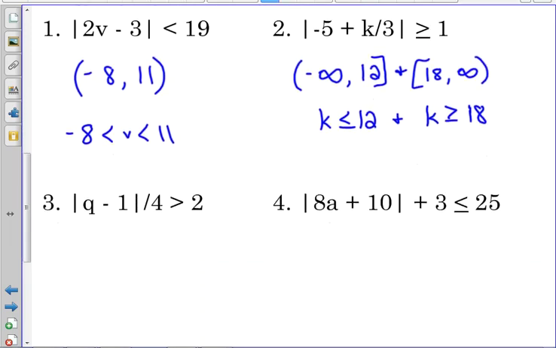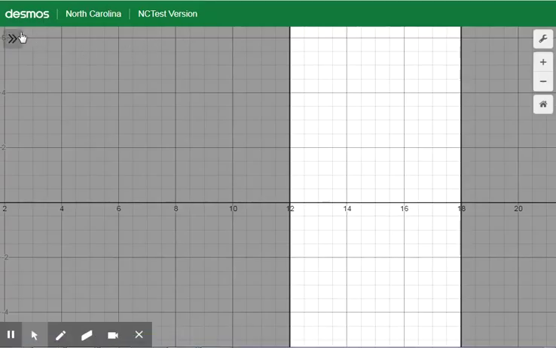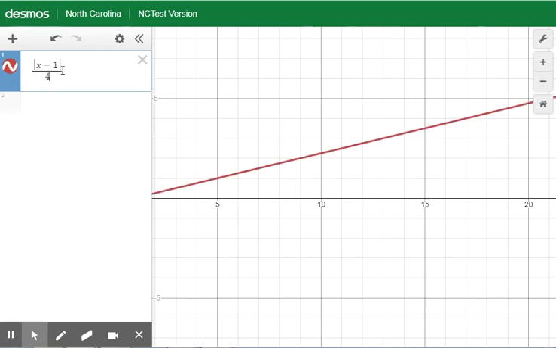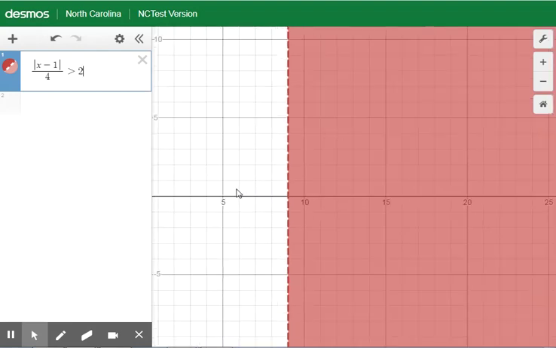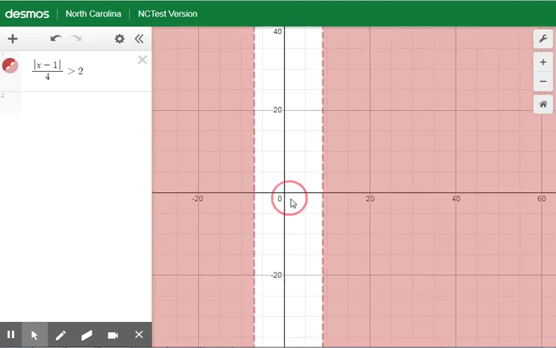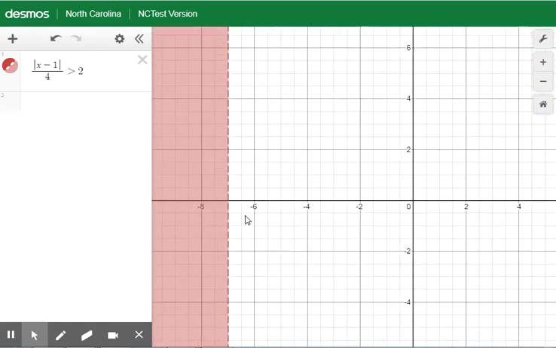All right, let's look at a couple more just to make sure that we've got it. This next one has a little division with it. So we've got the absolute value. Again, use X, don't use Q. Over 4 is greater than 2. So we need to zoom out and find out, do we have one interval or two? We have two intervals. I need to find out what those values are.